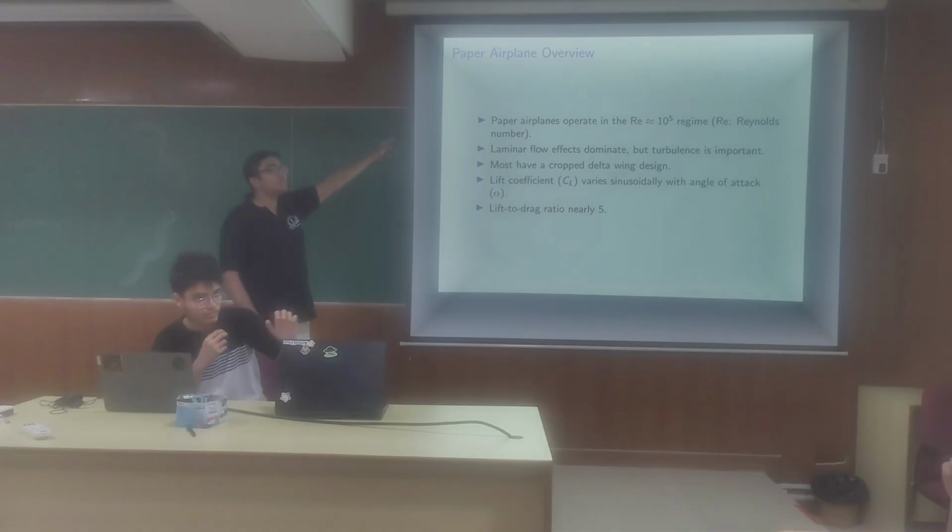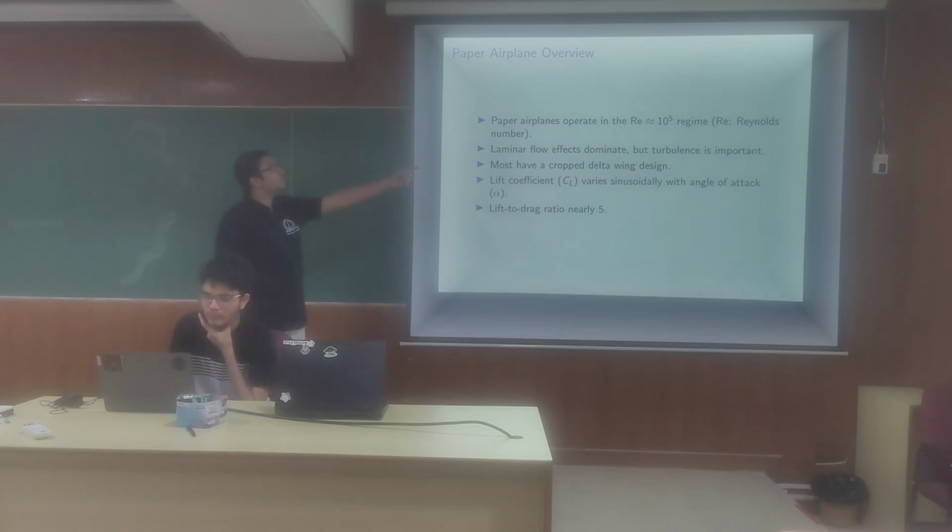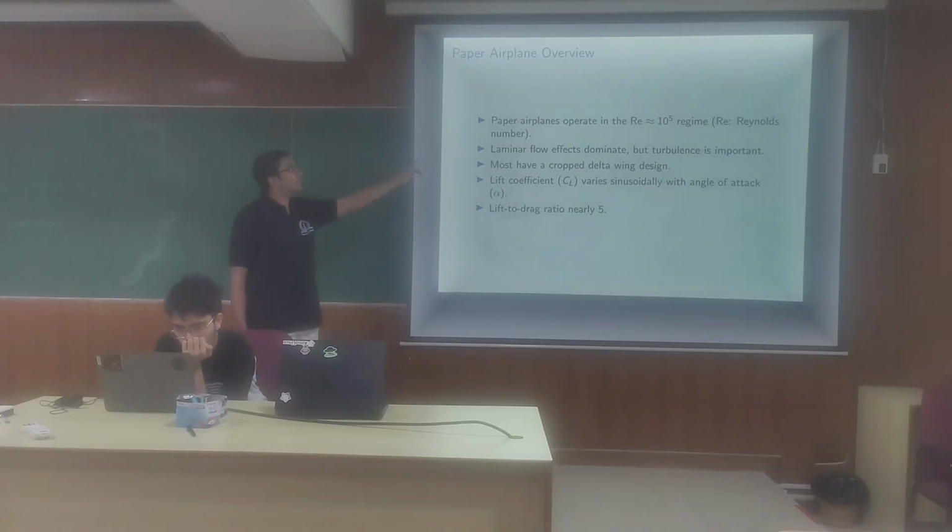So, let's go over an overview of the paper plane itself. Now, the Reynolds number, based on the viscosity and density of air, as well as the size of the paper plane and the velocity, comes around 10 to the power 5. It's on the order of 0.5 to 1 times 10 to the power 5. Now, this matters because turbulence is important at this ratio. We have approximated it with laminar effects, but we do need to include turbulence.